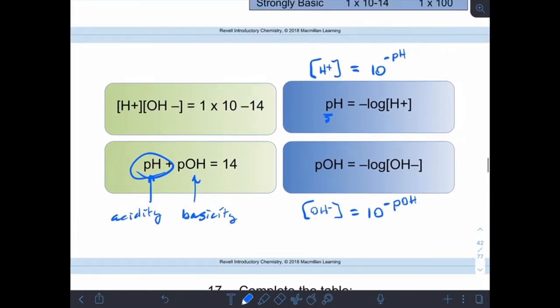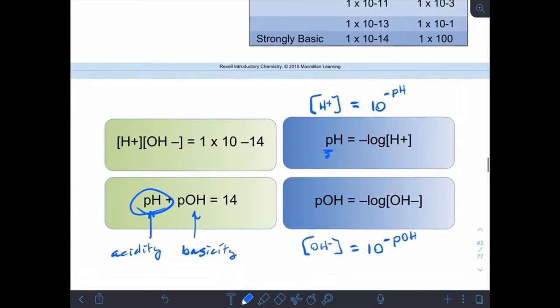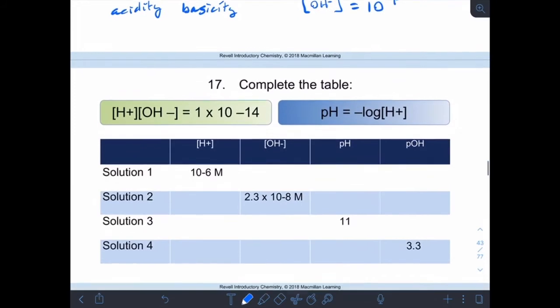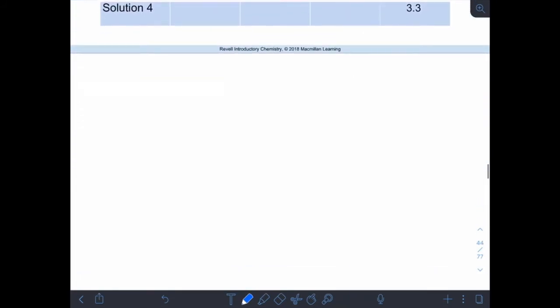Actually, before we go, I'm going to explain something about our first equation up here at the top. H plus times OH minus is 1 times 10 to the minus 14. So if I want to solve for H plus, all I have to do is divide the OH minus to the other side. And vice versa, if I want to know the OH minus, I just divide the H plus to the other side. That's the main place that equation comes in handy.